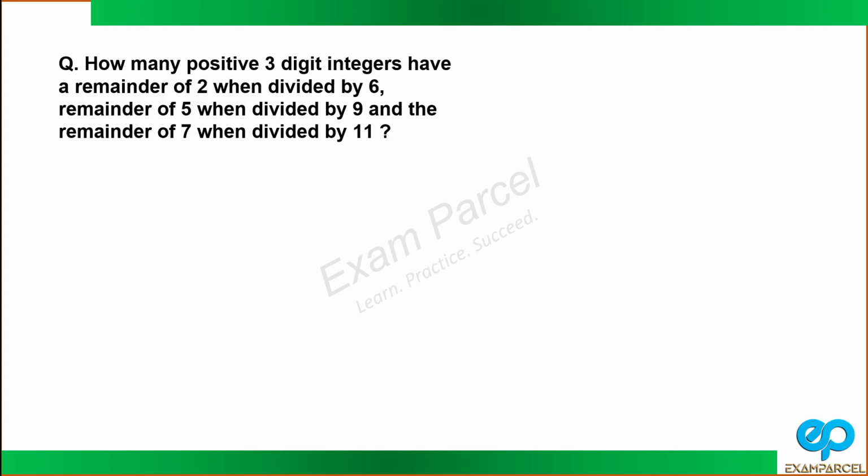How many positive 3-digit integers have a remainder of 2 when divided by 6, 5 when divided by 9, and the remainder of 7 when divided by 11? Actually, this is a good question. So let's say there is a number n, and when I divide by 6, I get a remainder of 2, right? So can I say that this will be 6k plus 2 type, right? Now the same number, when I divide by 9, let's say k dash, I get a remainder of 5. The same number when I divide by 11, let's say k double dash plus 7.